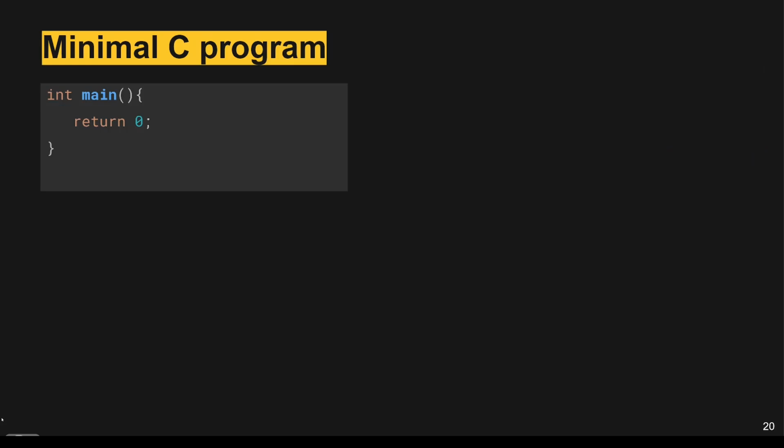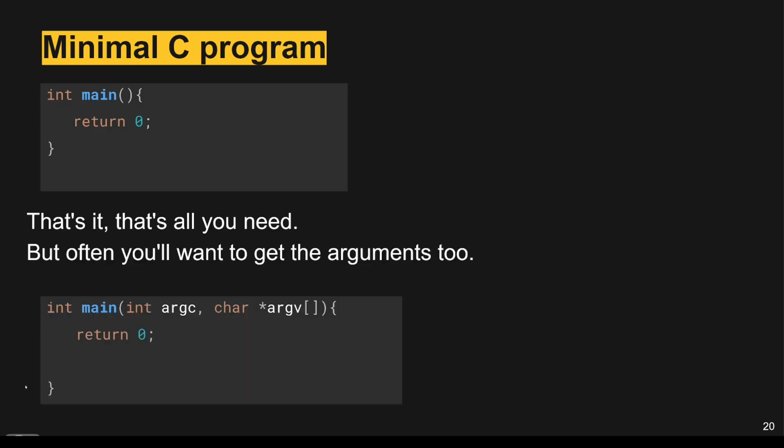A C program at its most stripped down looks something like this. We have a main section, a main function, and that main function is where the program will start from and where it will end from. That's it. That's all we need to write our first C program. Now, you may also want to get the command line arguments as they're passed in, and so you would have to add the argc and argv.